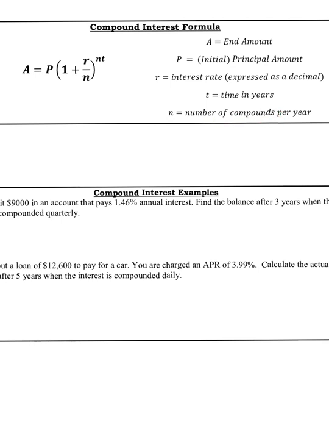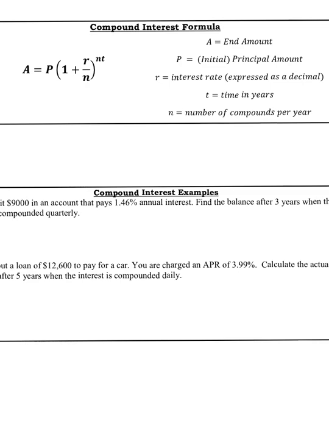N is your number of compounds per year. So if it says it's compounded monthly, that's 12. If it says it's compounded quarterly, that's 4. Compounded every day, that's 365. If it says compounded weekly, that's 52. So I think you get the picture because there's 52 weeks in a year.